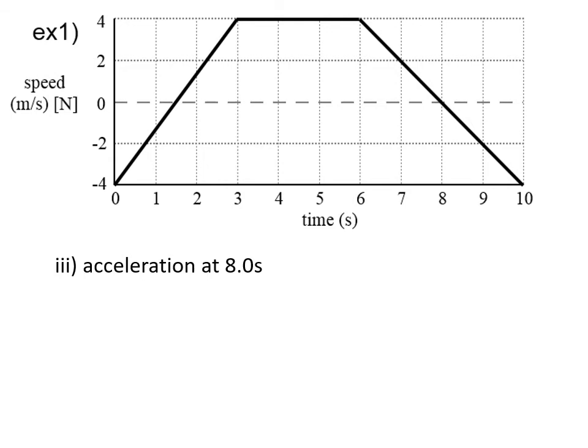Part 3, what is the acceleration at 8 seconds? On a VT graph, acceleration is equal to slope, which is rise over run. So at 8 seconds, we are here on the graph, and that point is on this line. So we're taking the slope of that entire line.